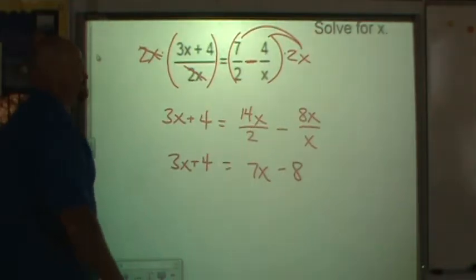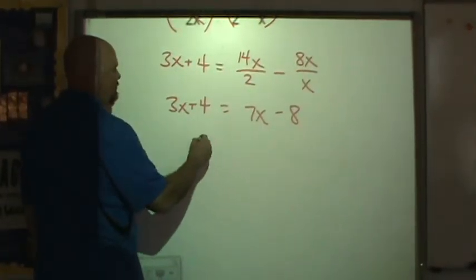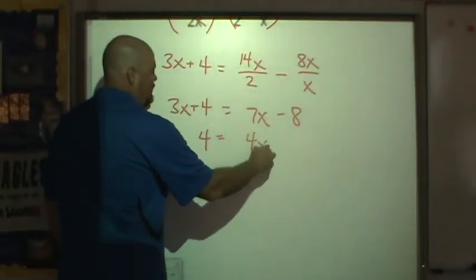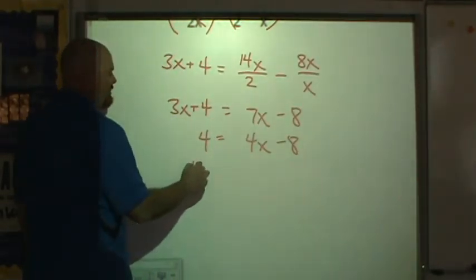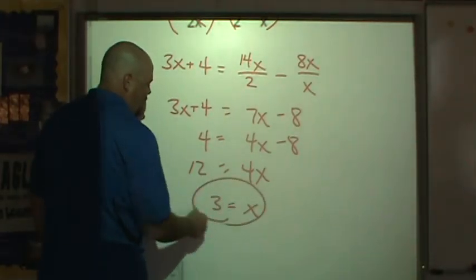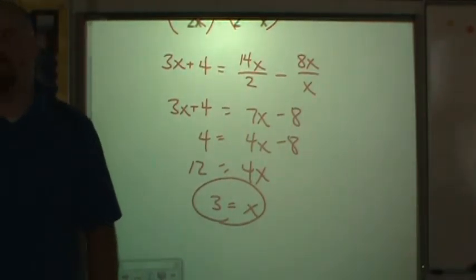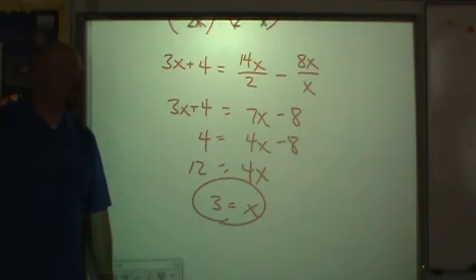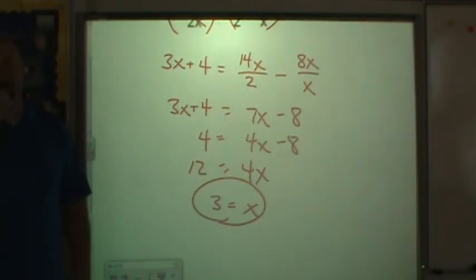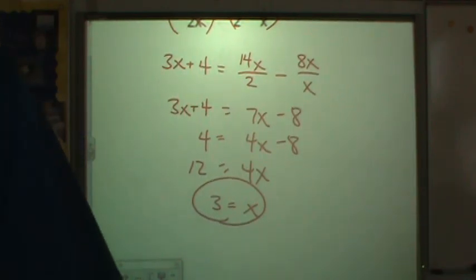So now from here, we're just going about our solving business. Get the x terms together. Move the constant over. Divide by 4. That's solving linear equations. We should be okay with that. If we're in Algebra 2 Honors, we should be okay with solving the linear equation part of this. Questions?